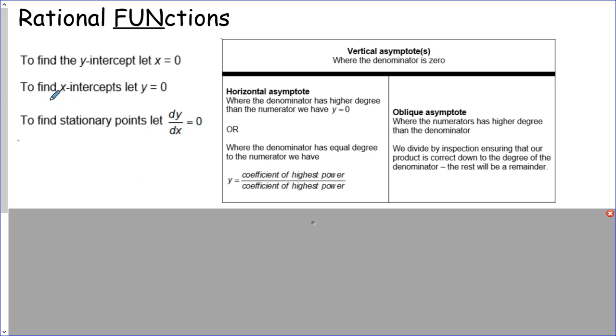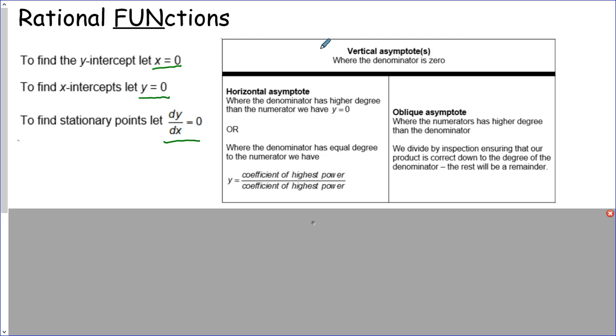Right, we're going to move on to rational functions. As is the case with any function, we find the y-intercept, and there will only be one for a function, by letting x be naught. We find x-intercepts, and there might be more than one, by letting y be naught, and we find stationary points by letting our derivative be 0.